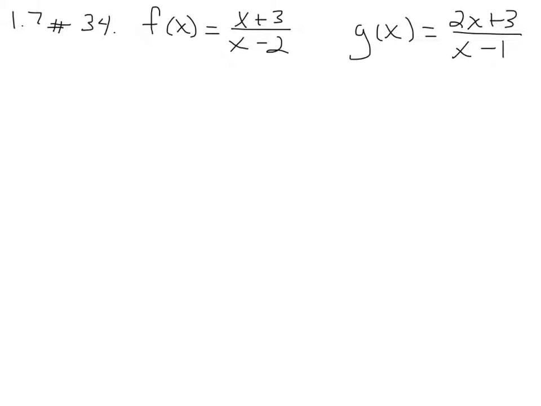Section 1.7, number 34. We're given two functions. F of x is (x plus 3) over (x minus 2). G of x is (2x plus 3) over (x minus 1). And we're told to verify that these are inverses algebraically, graphically, and numerically. I'm going to concentrate on algebraically and graphically. I'm going to talk about numerically based on the graph.